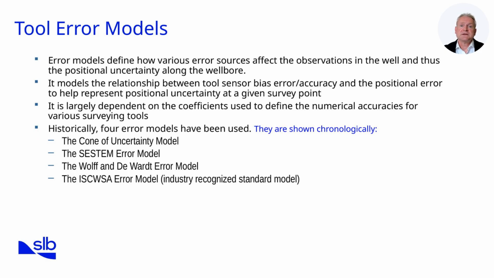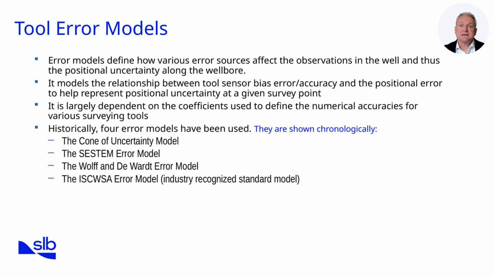The cone of uncertainty model was an early approach, giving a simple visual representation of positional uncertainty as a widening cone. The SESTEM model then attempted to refine error understanding with more detailed mathematics. Later, Wolf and DeWart developed a more comprehensive framework that integrated different error sources, from sensor bias to environmental influences.